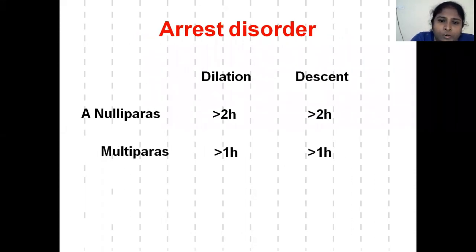Next, arrest disorders. That is, there is totally no dilatation and no descent in a primary after 2 hours. After 2 hours, after keeping the oxytocin drip and giving all the augmentation things also, there is absolutely no dilatation, no descent. Then you take it as an arrest disorder. And for a second gravida, within half an hour, within 1 hour, you expect some amount of cervical dilatation and descent. If it is not present, it is taken as an arrest disorder.